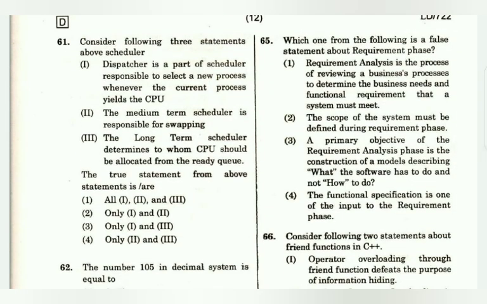Next, which one from the following is a false statement about the requirement phase? So option 4 is the false statement. Why? Because functional specification is not part of the requirement phase. It is a part of the design phase where system functionalities are specified.